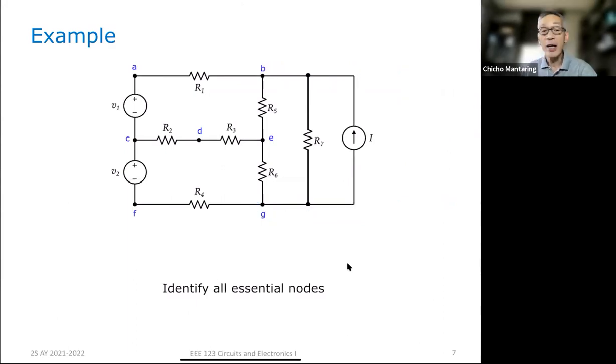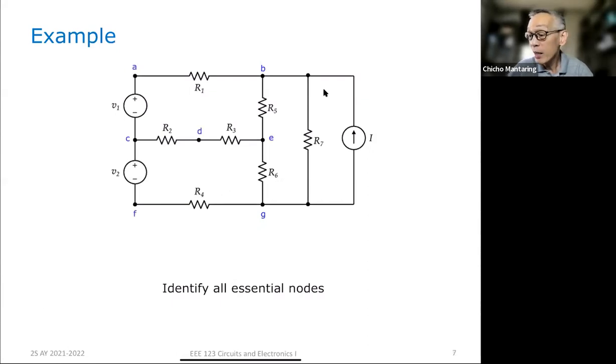Okay. How many essential nodes are there? Again, no? Can you shout out your answers or send them through the chat box? Okay, I have 4. Somebody said 2. Medyo nice try, ano? But unfortunately, it's not 2. Okay, the answer is 4. B, C, E, and G.